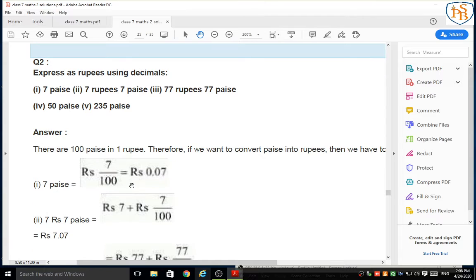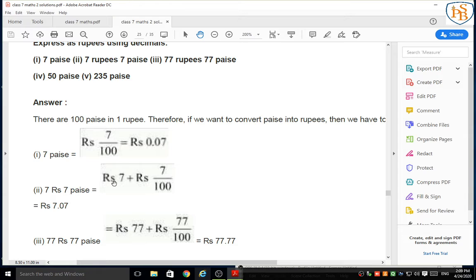Now question number 2, express as rupees using decimal. 7 paise, 7 rupees 7 paise, 77 rupees 77 paise, 50 paise and 235 paise. There are 100 paise in 1 rupee. 1 rupee means 100 paise. Therefore if we want to convert paise into rupees, we have to divide by 100. So 7 paise is equal to 7 upon 100, that is 0.07.